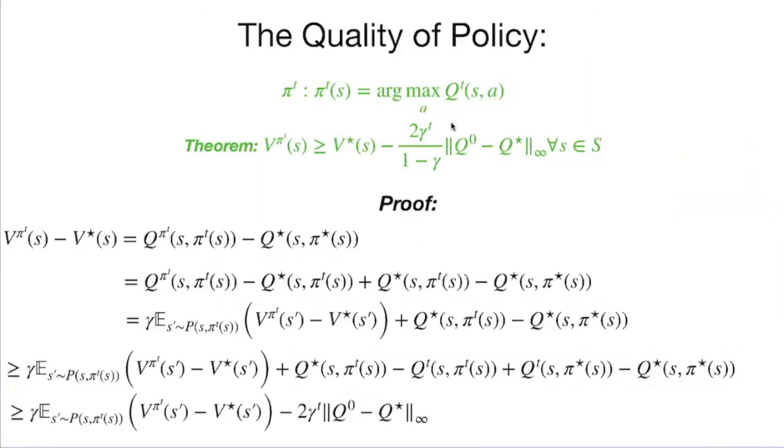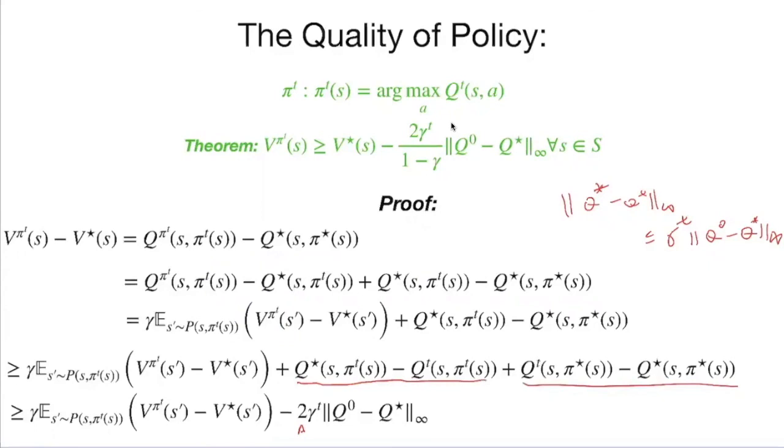So now the last step is just plugging in the guarantee that we had from value iteration. Remember that we had the infinity norm of Q star minus Qt is less than gamma to the t times the infinity norm of Q0 minus Q star. Here the term 2 comes from the fact that I'm applying this value iteration guarantee for both terms. And gamma to the t times the difference between Q0 and Q star is essentially the guarantee that we had from value iteration. All right, so that's pretty much the end of this proof.